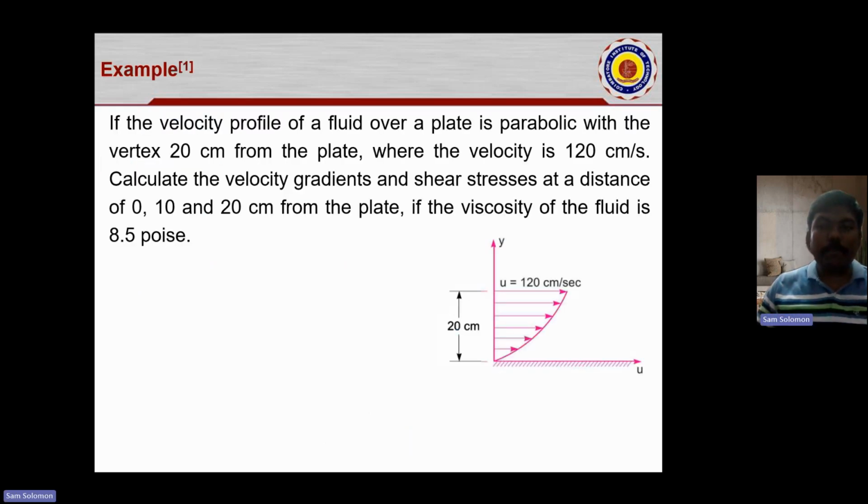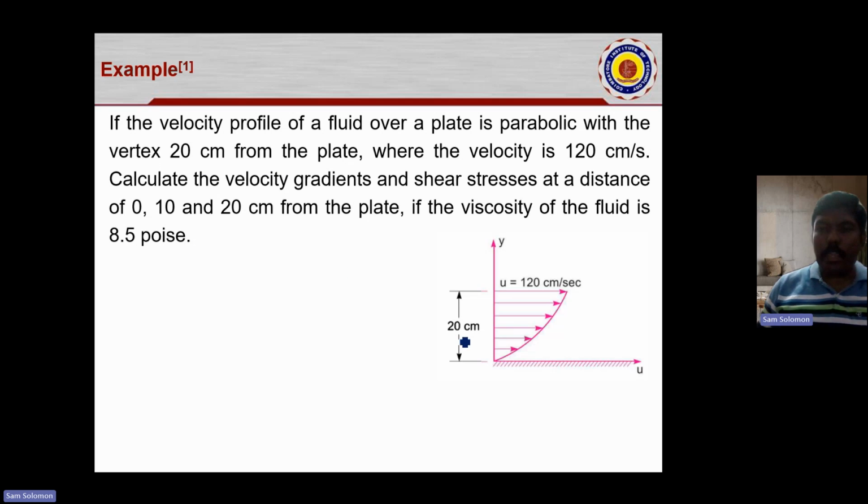Okay, then one more question over here. So this is once again a slightly different problem. If the velocity profile of a fluid over a plate is parabolic, with a vertex 20 centimeter from the plate, where the velocity is 120 centimeter per second, calculate the velocity gradients and shear stresses at a distance of 0, 10, and 20 centimeter from the plate, if the viscosity of the fluid is 8.5 poise.